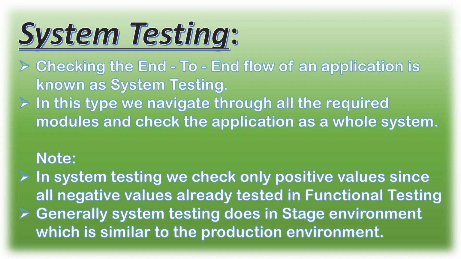Checking the end-to-end flow of an application is known as system testing. In this type, we navigate through all the required modules and check the application as a whole system. You can remember some points. In system testing, we check only positive values since all negative values have already been tested in the functional testing phase. Generally, system testing is done in a stage environment, which is similar to the production environment.